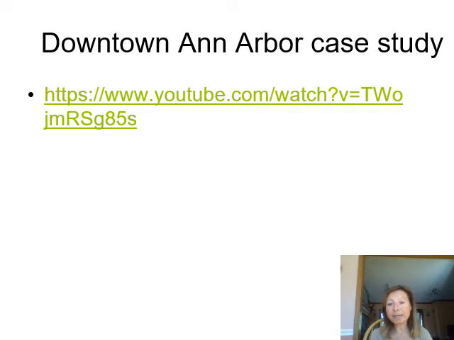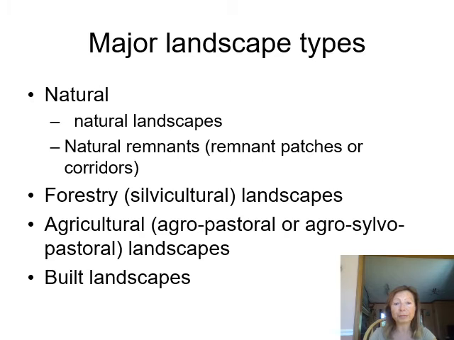So this is a case study that I would like you to watch on your own. This is a short video about downtown Ann Arbor, exploring how this urban heterogeneity affects human preferences of where they want to be in the city. So this really helps us to understand how the concepts of landscape heterogeneity are relevant in urban planning.